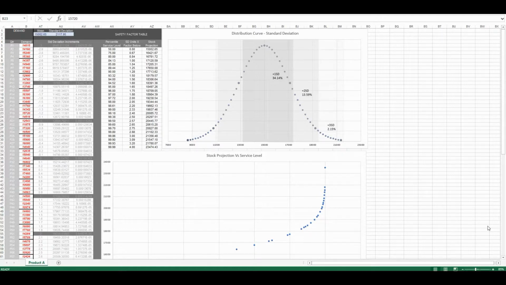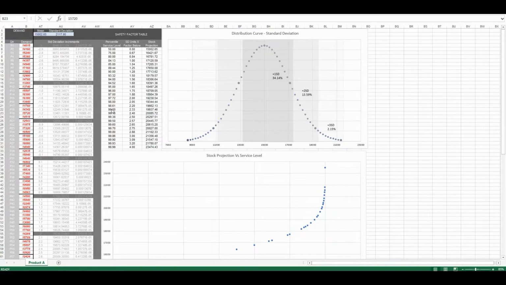And that's where adding safety stock comes into play, and we can use our standard deviation figure to add safety stock. For instance, just say that I want to increase the service level for our company from 50%. I want to increase it above that, so I have options.